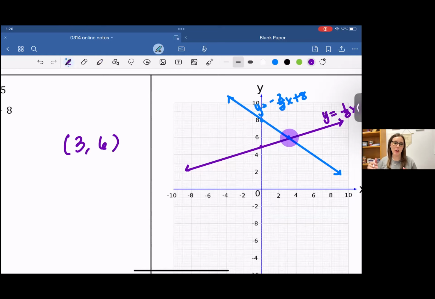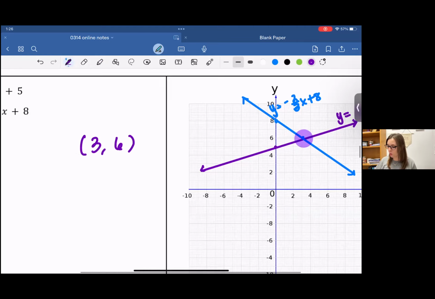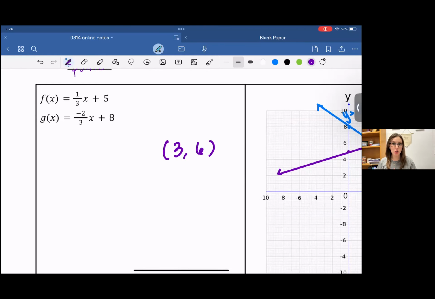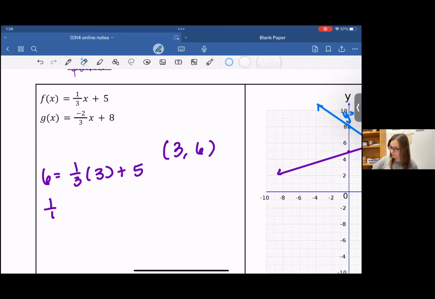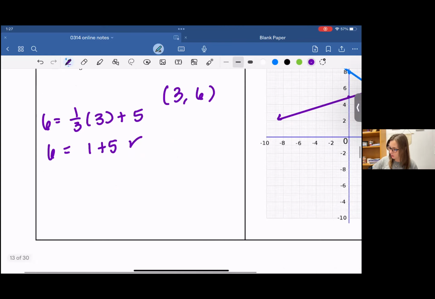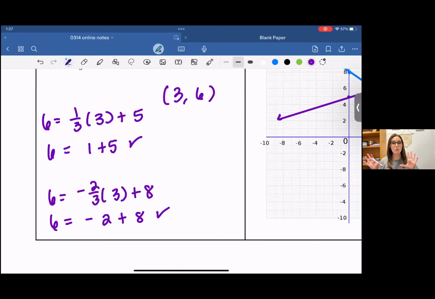So what that means is that if I were to plug in 3, 6 to both equations, it would come out to be a true statement. So if I were to plug it into the first equation, I get 6 equals 1 plus 5, which is true. And then in the second equation, plug it in, I get 6 equals negative 2 plus 8, which is also true. So since it fits both equations, it is indeed the solution to the system.